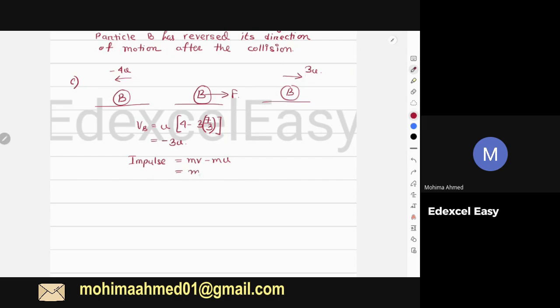So this is M times 3U minus M times U, which was negative, minus 4U, which turns out to be 3MU plus 4MU, which is going to be 7MU kg meters per second. That means impulse was exerted on B to the right, and we can assume the direction towards the right is positive. That's why the 7MU is positive.